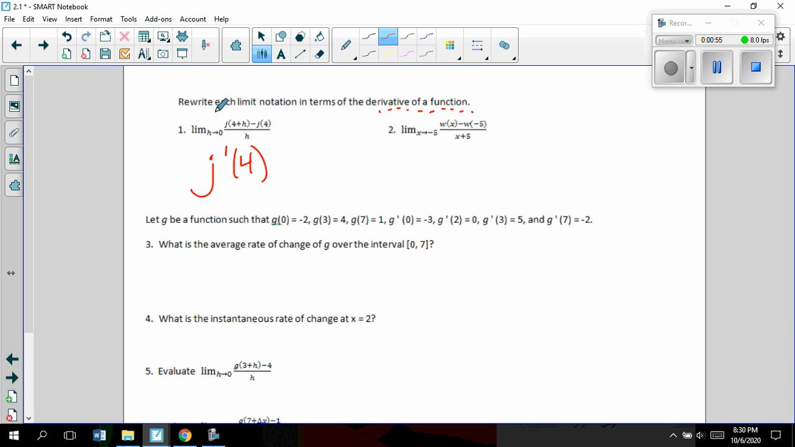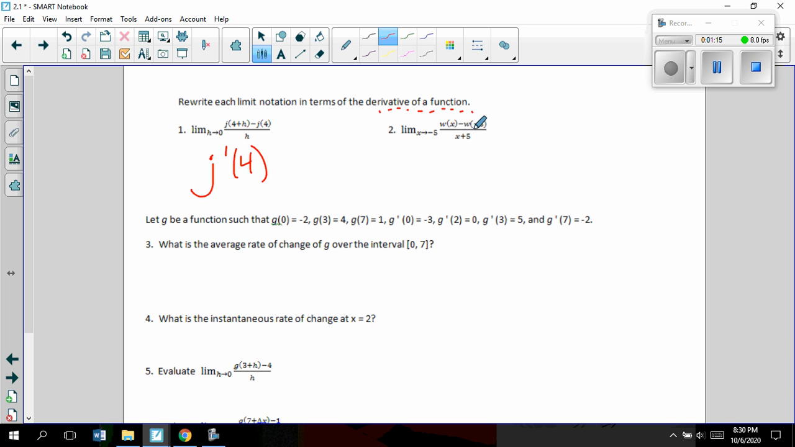I'm just asking, what does this notation mean? Well, this is your difference quotient. You have a limit going to 0, so the change in these 2 points is 0, so they're the same point. So this means instantaneous slope. Instantaneous slope is derivative, and then I want it at 4 for this J.